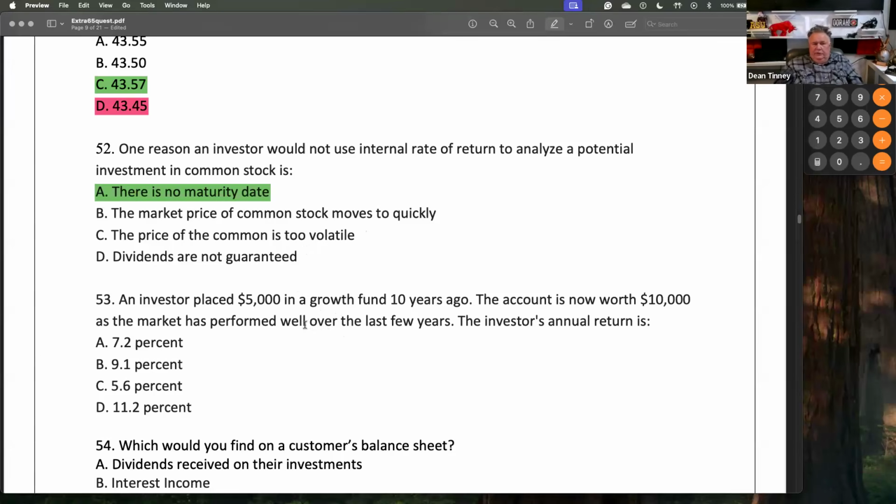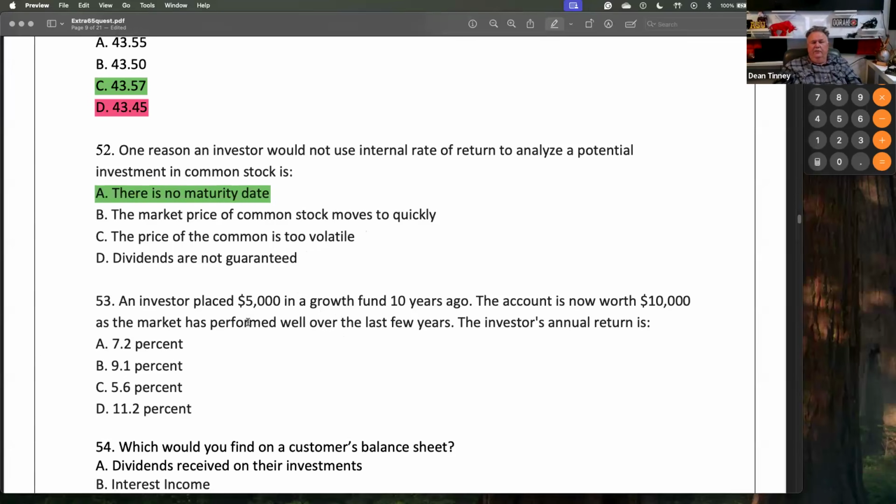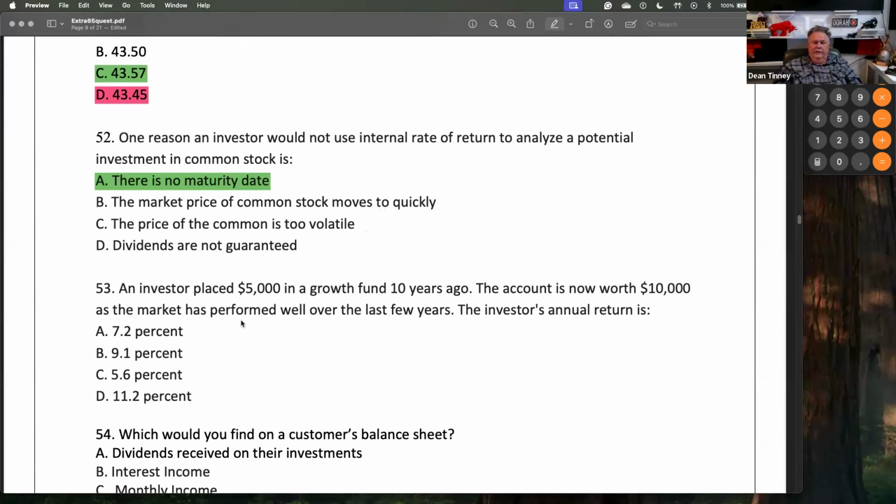Investor placed 5,000 in a growth fund 10 years ago. The account is now worth 10,000. So this is on you as a test taker to recognize. We should, as a test taker, recognize the symmetry in this question.